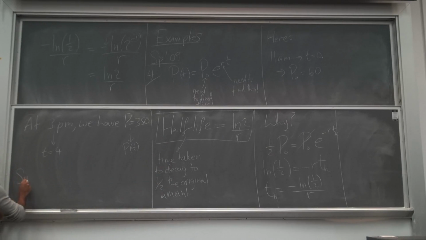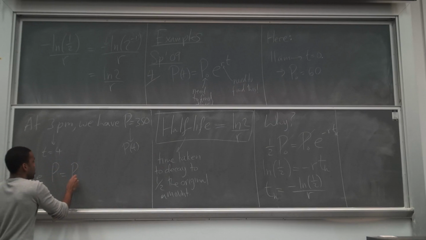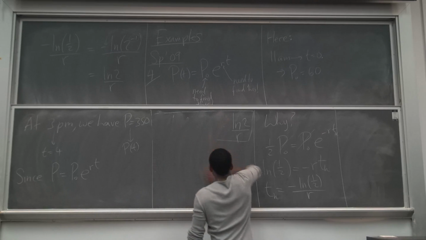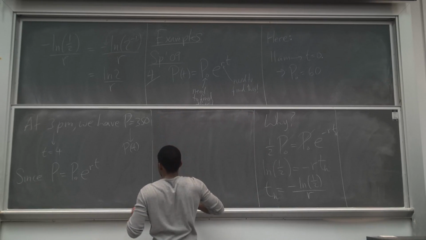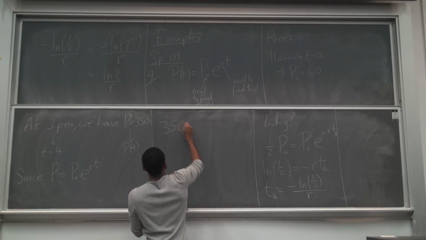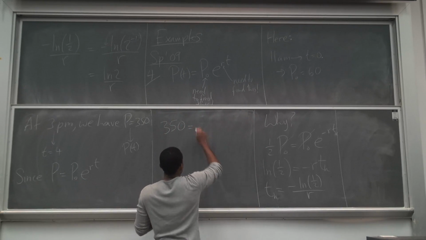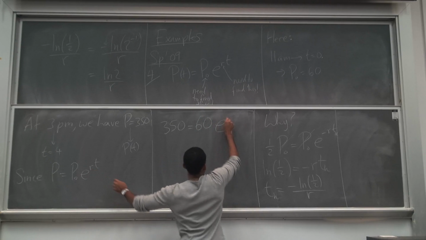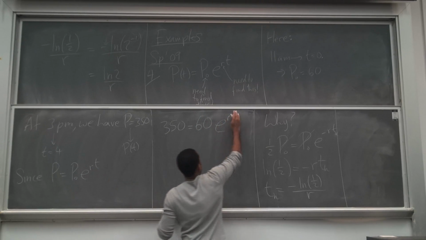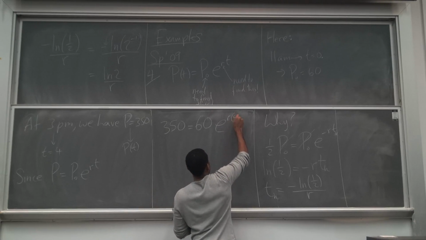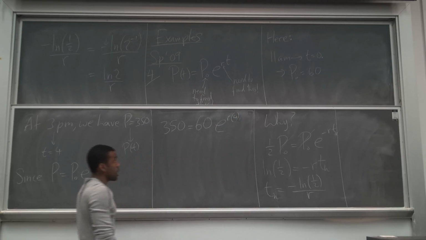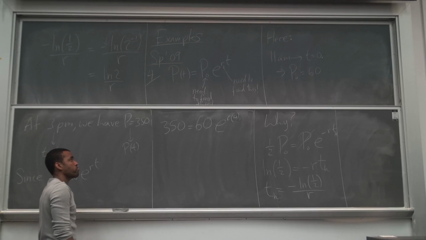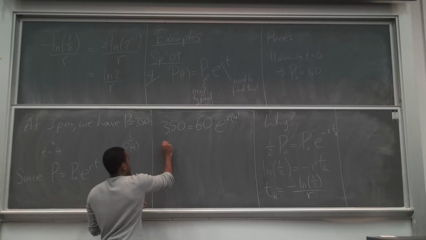So since I know that P is equal to P naught e to the RT, let's start plugging in the numbers. At this point, I know P is 350. P naught, I know, is 60. E is E. R I actually don't know. And I know T is 4. So see here, the only unknown is R, and R is one of the things I need to find. How do I solve for R? Right, divide by 60.